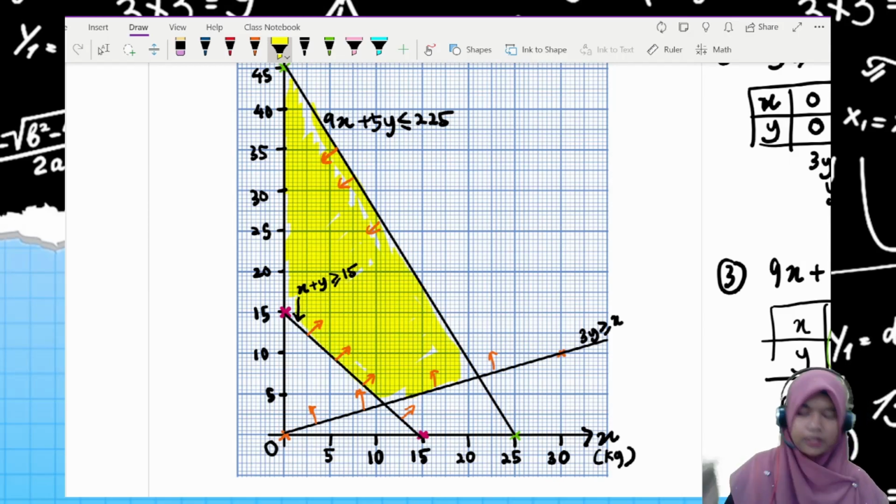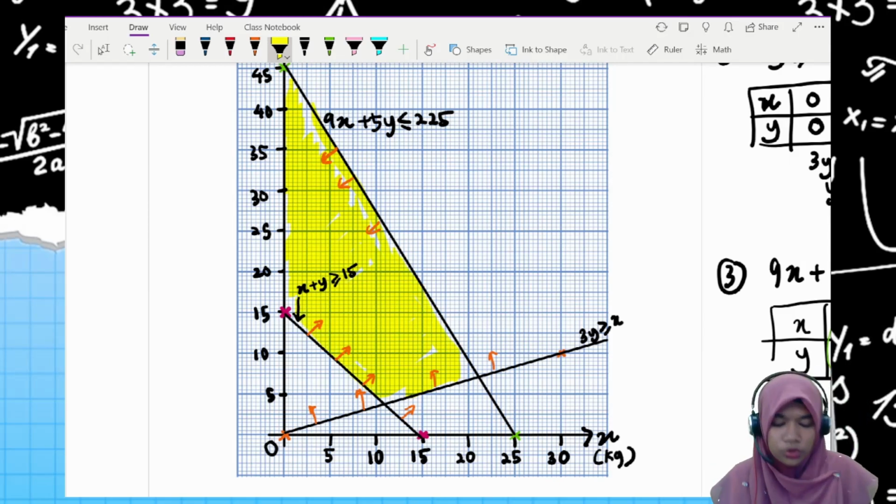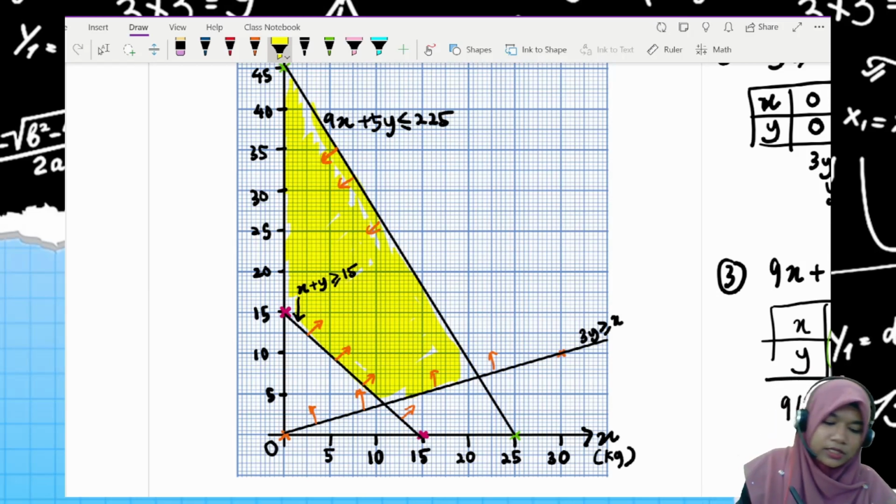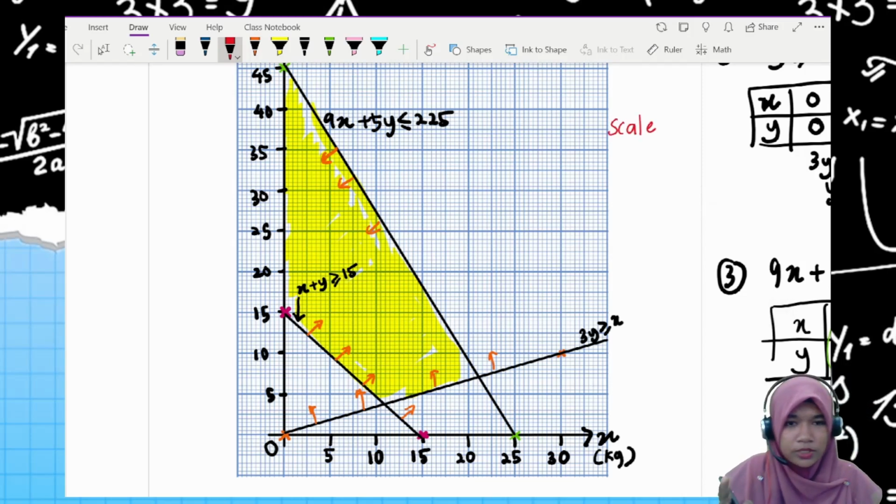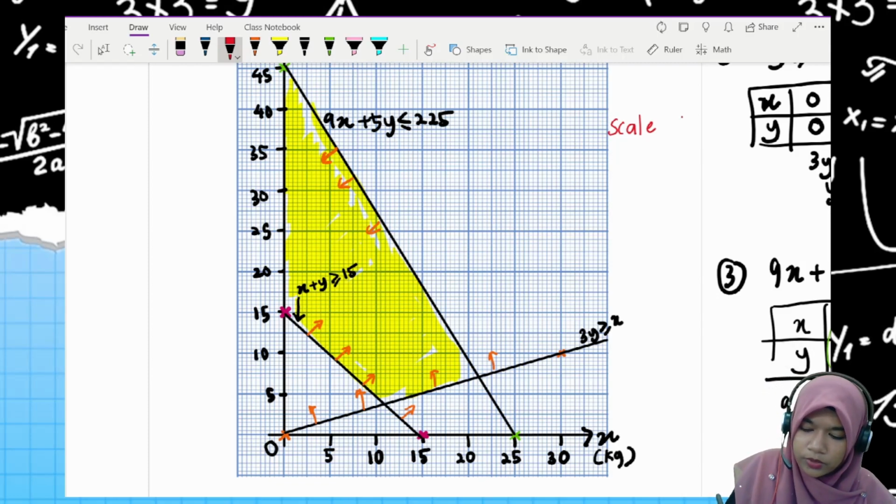Right, so how to get the marks? For 4 marks for this question, again, 1 mark for the scale. Make sure you use the scale given. You cannot use your own scale. You have to use the scale given, 2 centimeter to represent 5 kg. So this one is 1 mark.